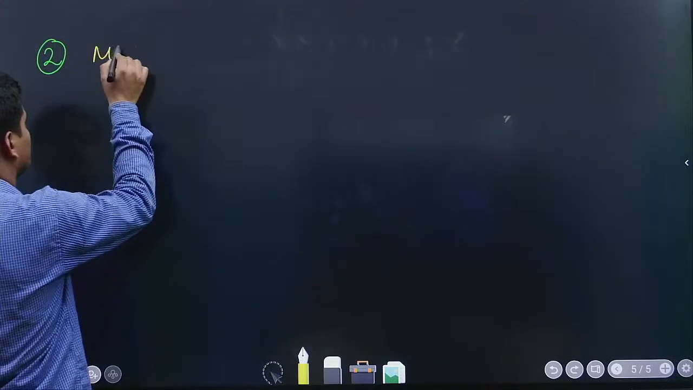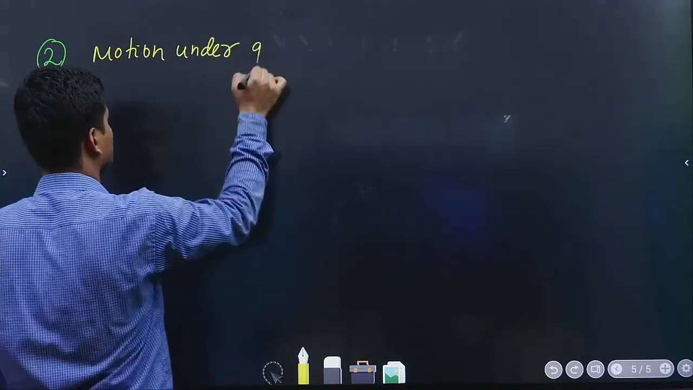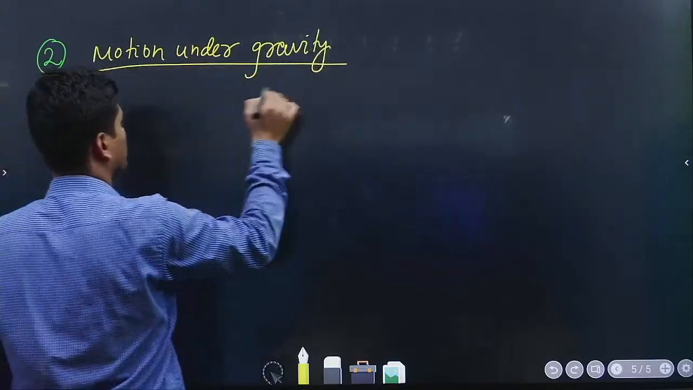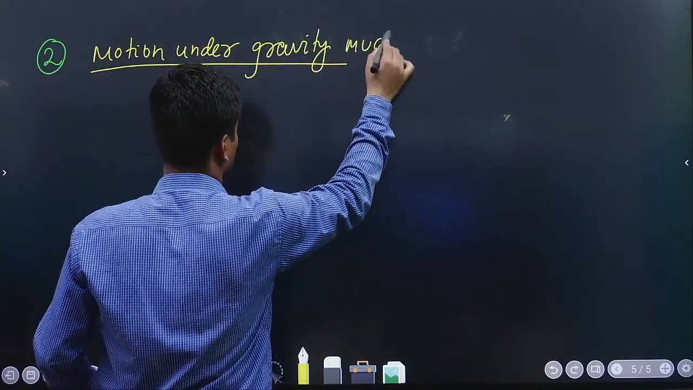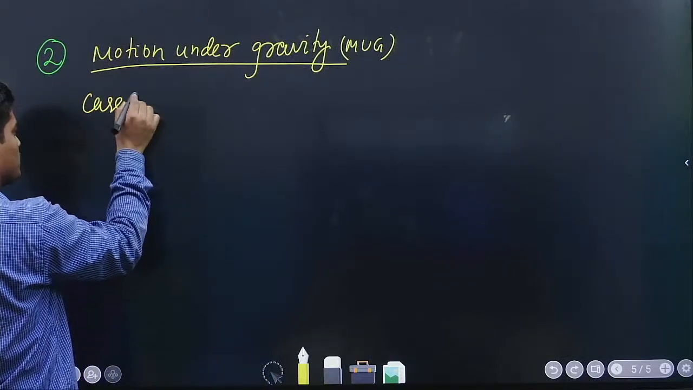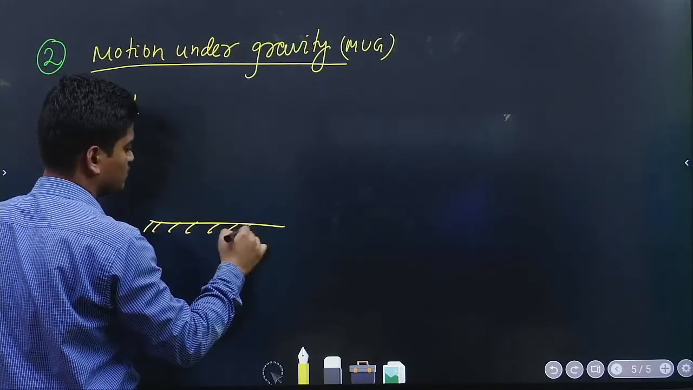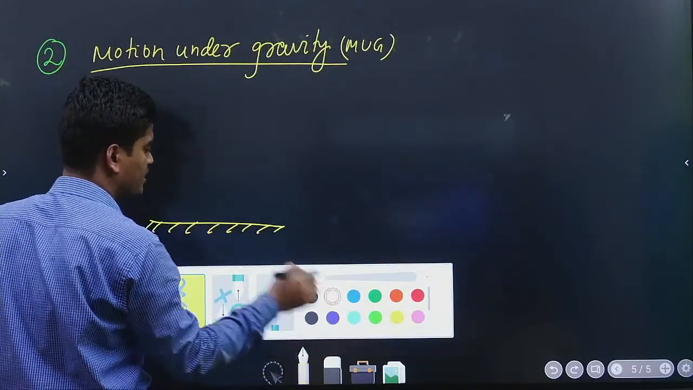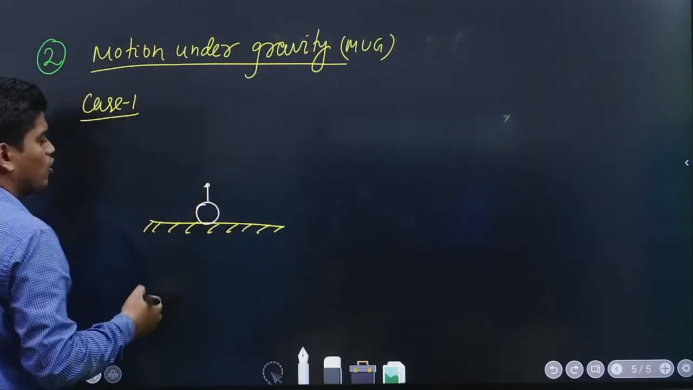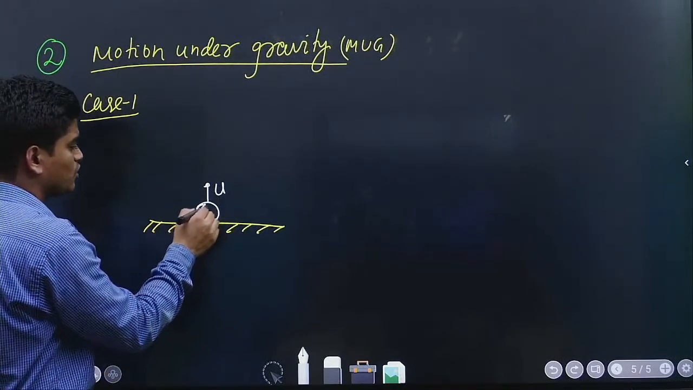Right, motion under gravity. Now here, first let me take case 1. So what is this case 1? A particle is there on the floor. This particle is just thrown upward with initial velocity U. Initial velocity U. Okay.